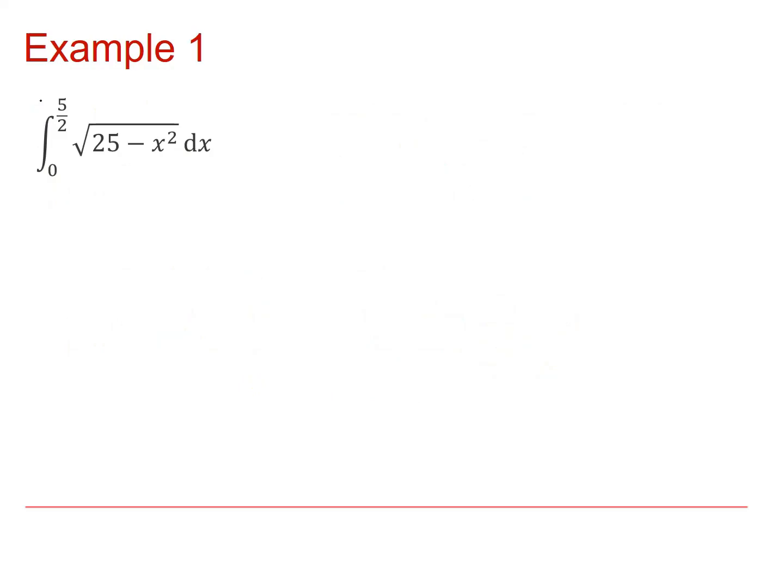Let's look at this example. It's the square root of 25 minus x squared. Think of that as 5 squared minus x squared. So I'm likely to want to use a substitution of the form x equals 5 sin u. I've also got limits, so I need to remember to transform those.